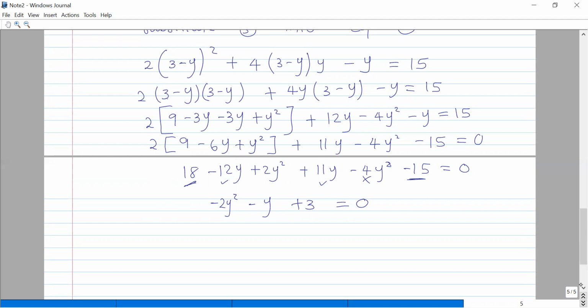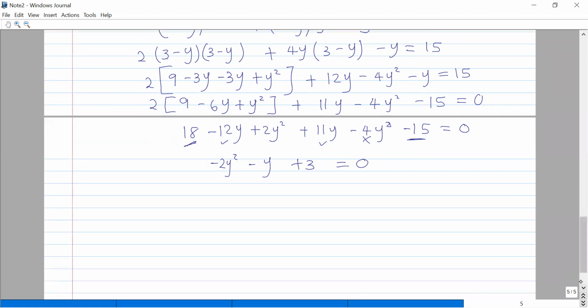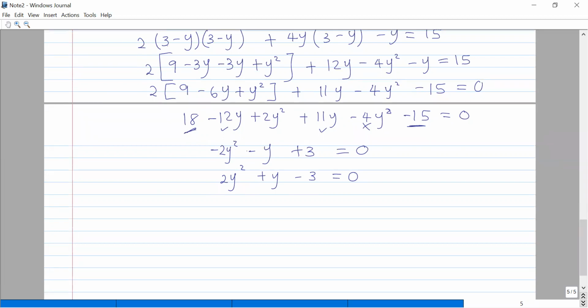Now we have to simplify this, factorize it. What I can do now is divide by a negative. When I divide each term by a negative, I'll be left with 2y squared plus y minus 3 is equal to 0. I'm only dividing by a negative because it's easier when y squared is positive. You can leave it like that, but it's easier when y squared is positive.